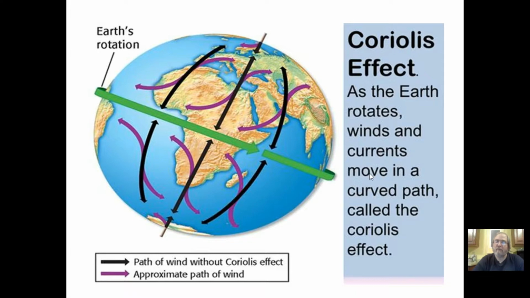The Coriolis effect is that as the Earth rotates, winds and currents move in a curved path. That's the Coriolis effect. So the black arrows indicate the path of the wind without Coriolis. This, of course, is representing the Earth's rotation. But what happens here is, you have wind going this way, wind going that way. So in the southern hemisphere, it would be deflecting to the left this way, to the left this way, because the wind's moving that way, wind's moving this way, to the left, etc. And then the opposite in the northern hemisphere. Wind's going this way, wind goes to the right. Wind's going this way, it goes to the right that way.